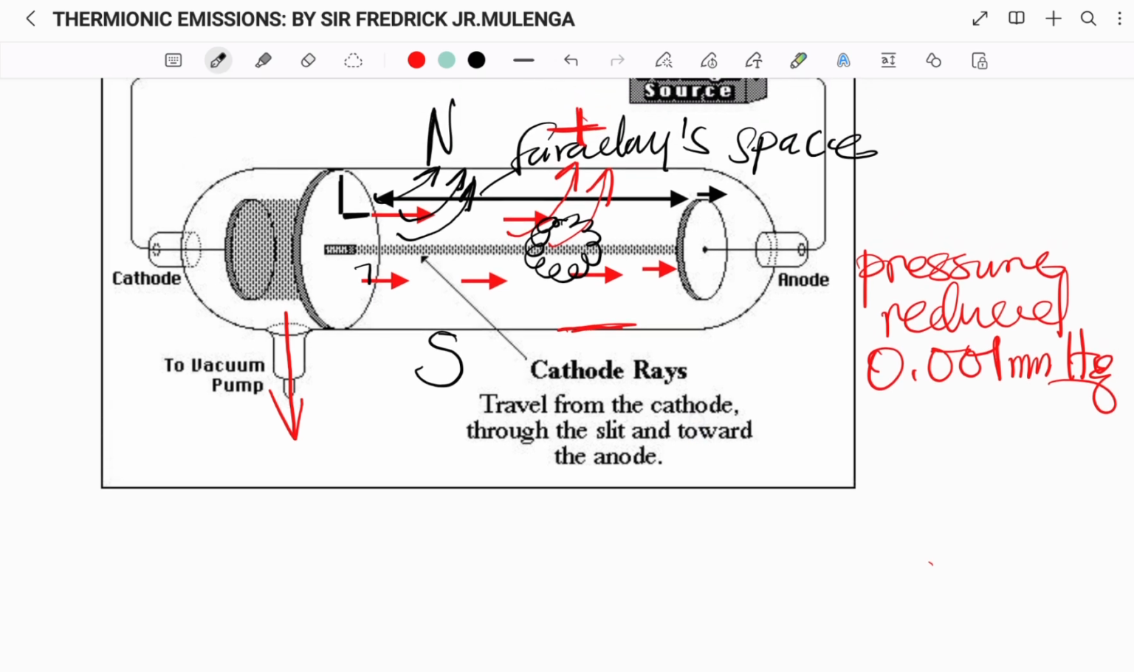Apart from that, when they decided to change the types of gas inside, they noticed that the gases were glowing in different colors according to the gas. So this suggests that when cathode rays are stopped by matter, they glow. So cathode rays fluoresce or glow, or energy is turned into light.